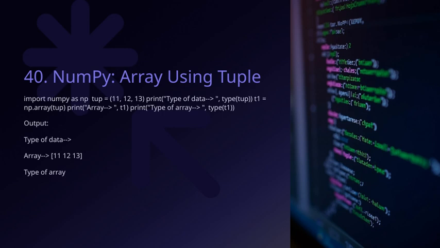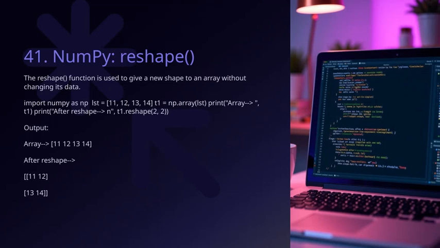This process is fundamental because it allows us to start with simple Python data structures and convert them into powerful NumPy arrays that are optimized for mathematical operations and data analysis. Let's take a closer look at the reshape function in NumPy. This function is really useful because it allows us to give a new shape to an existing array without changing its data. So, it's all about reorganizing how the data is structured, not altering the data itself.